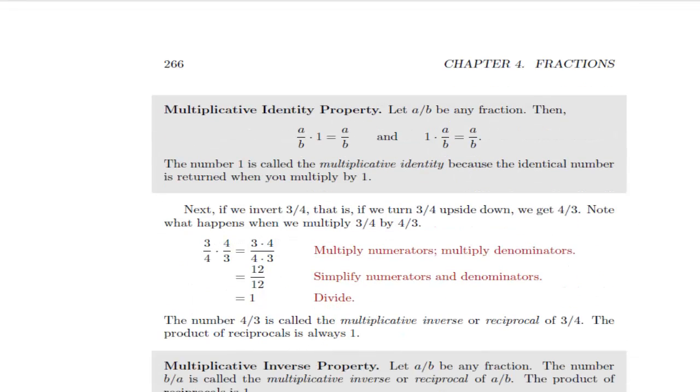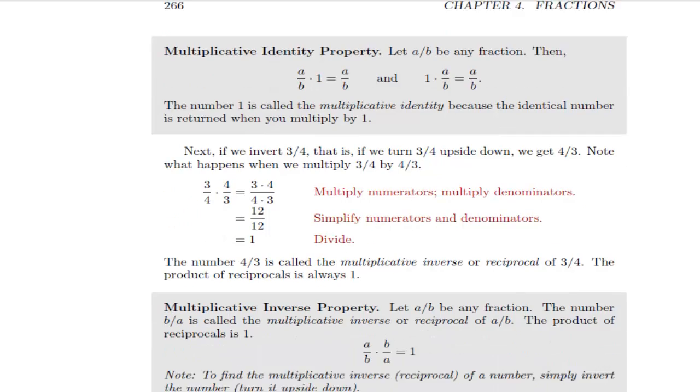Next, if we invert 3 over 4, that is, if we turn 3 over 4 upside down, we get 4 over 3. Note what happens when you multiply 3 over 4 by 4 over 3. Multiplying the numerators, we have 3 times 4 equals 12 in the numerator, and multiplying the denominators, we have 4 times 3 equals 12 in the denominator, and 12 over 12 is just 1. The number 4 over 3 is called the multiplicative inverse or reciprocal of 3 over 4. The product of reciprocals is always 1.